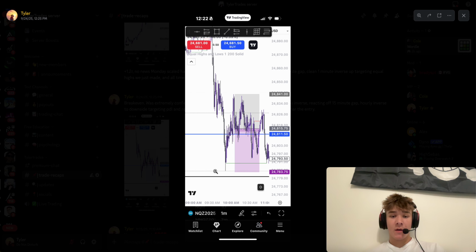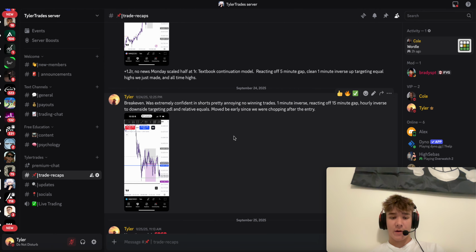React on 15-minute gap, relative equal lows below, high time frame, previous day low, this black line, clean 1-minute inverse, react on 15-minute gap. So yeah, not a bad trade, but got break even on it.